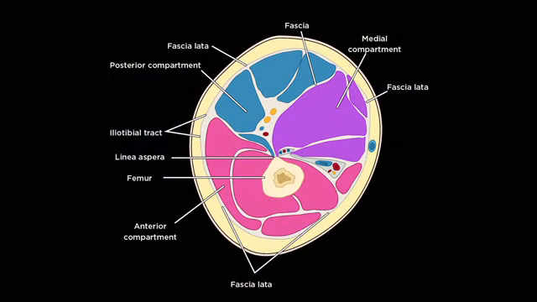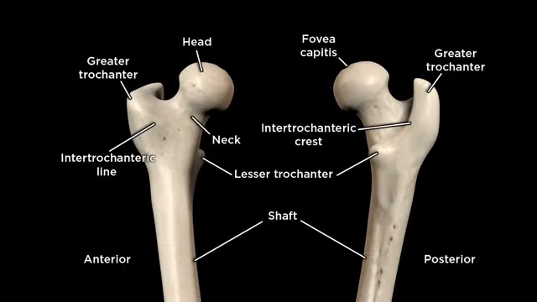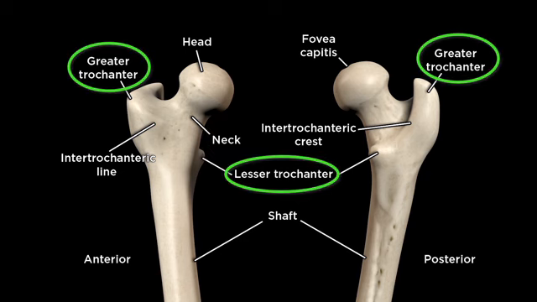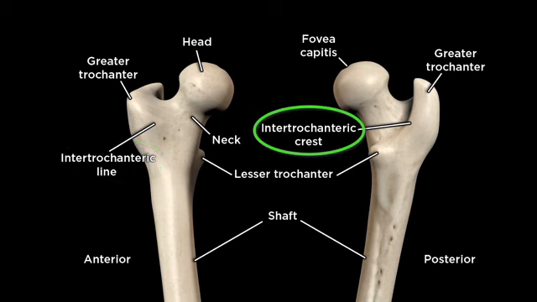As we begin, remember that the thigh has 3 compartments of muscles that surround the femur: an anterior, medial, and posterior compartment. In the last lesson, we looked at the proximal aspect of the femur, including the femoral head, femoral neck, greater and lesser trochanters, as well as the intertrochanteric line anteriorly and intertrochanteric crest posteriorly.